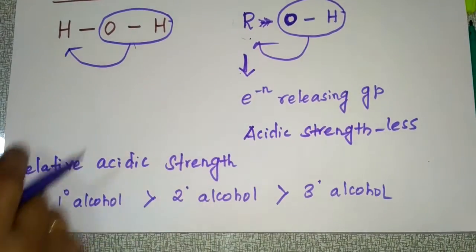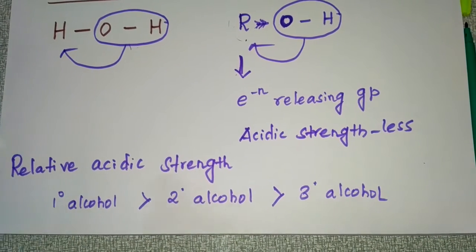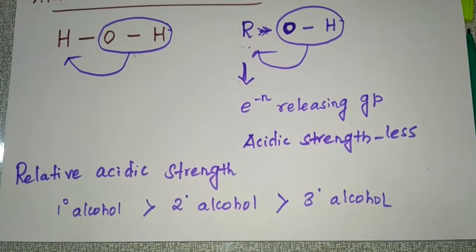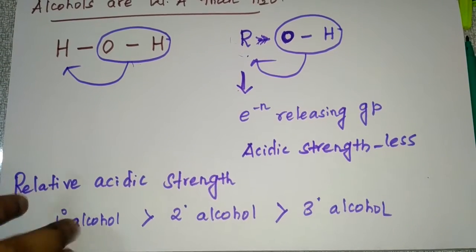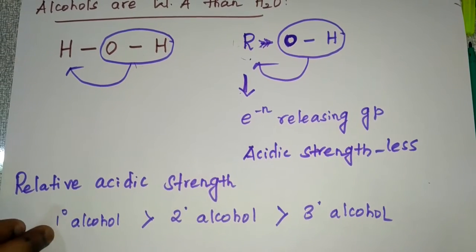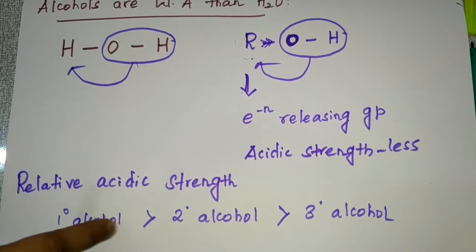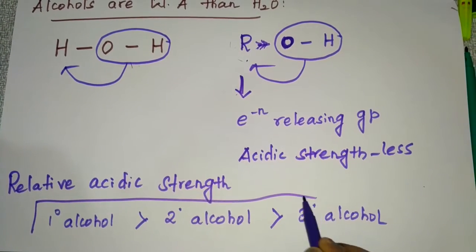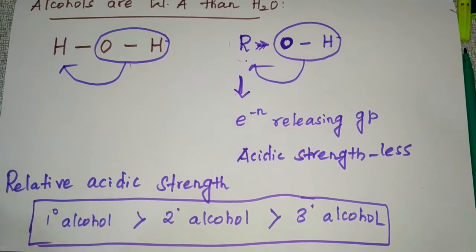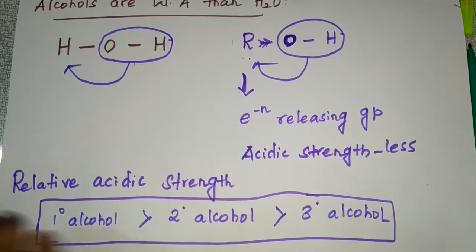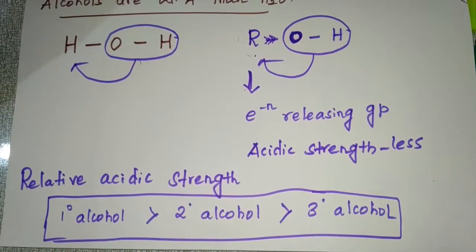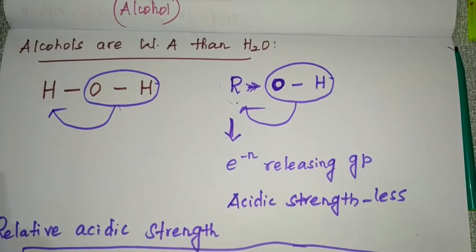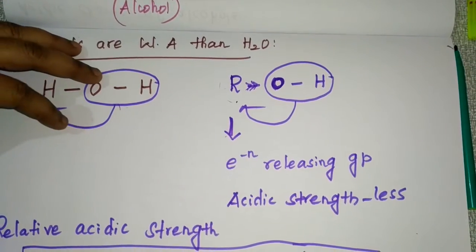See students, this relative strength is very important. Definitely they will ask you to write the order of relative strength of alcohols in your board exam. So that is very important. Please be thorough with this concept. The relative acidic strength of different types of alcohol follows this order only: primary, secondary and tertiary. I'll give you the reason also for this. Why does it follow primary, secondary, tertiary? Why not tertiary, secondary and primary alcohol? I'll give you the reason for this also.